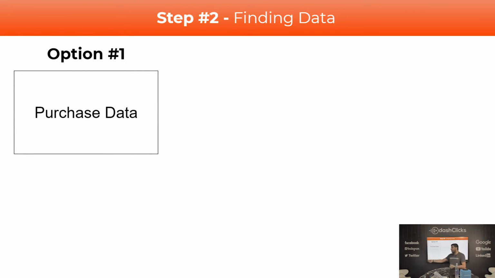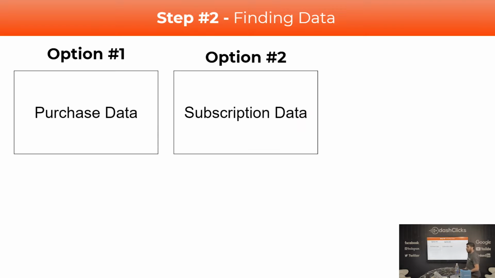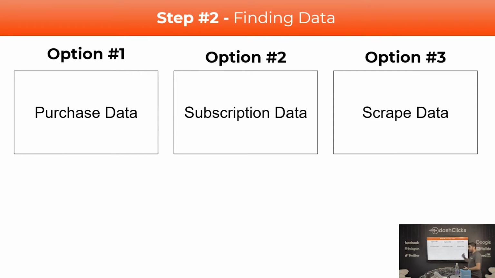Well, I can go out and I can purchase data. Or I can get a subscription to a data company where I can go in there and download lists and look at data, right? Or third, I can go out there and actually scrape data. Now, there's hundreds of people on here. Most of you guys are doing one or the other, okay? But I want to break down the benefits and what things you guys need to be looking at, okay?